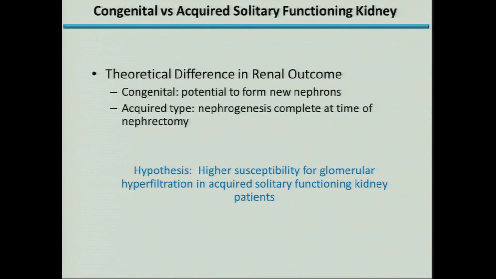So there's a theoretical difference between patients that have a congenital versus acquired solitary functioning kidney. The thought is that the congenital solitary functioning kidney occurs at about 22 weeks of gestation. So there is potentially time to form new nephrons, since the kidney does not complete its nephrogenesis until about 34 to 36 weeks of gestation. The acquired type is done when nephrogenesis is complete at the time of nephrectomy. So the hypothesis is that there's a higher susceptibility for this glomerular hyperfiltration in acquired solitary functioning kidney patients than in congenital.